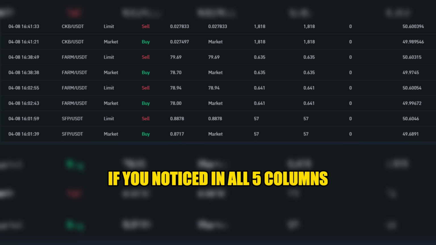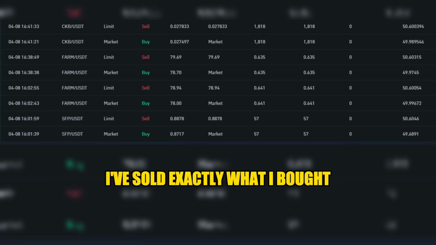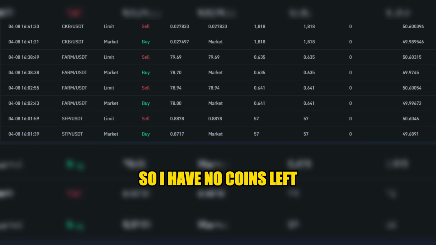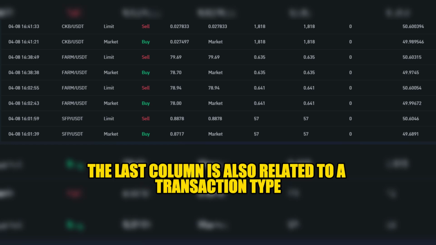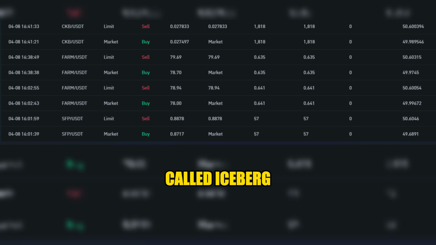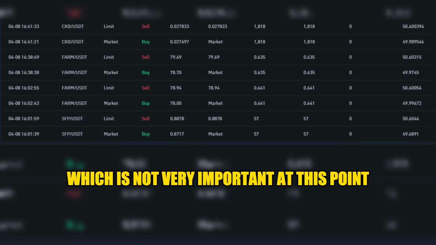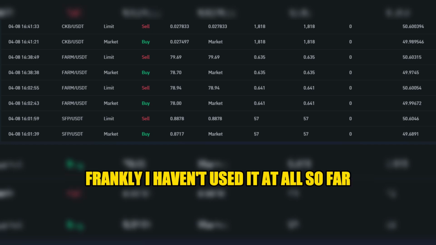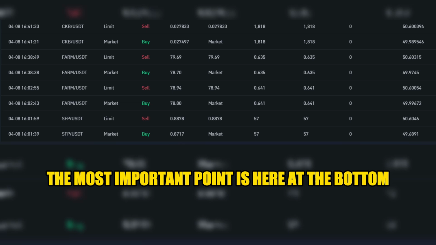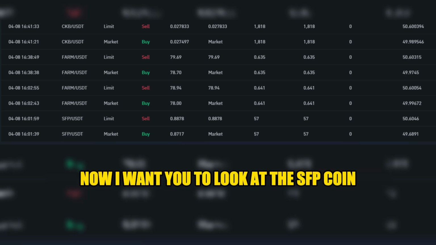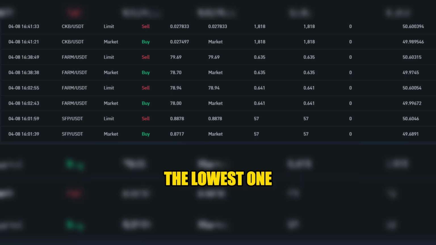If you noticed, in all 5 columns I've sold exactly what I bought, so I have no coins left. The last column is also related to a transaction type called iceberg, which is not very important at this point. Frankly, I haven't used it at all so far. The most important point is here at the bottom. Now, I want you to look at the SFP coin, the lowest one.